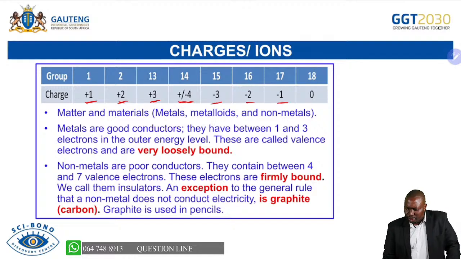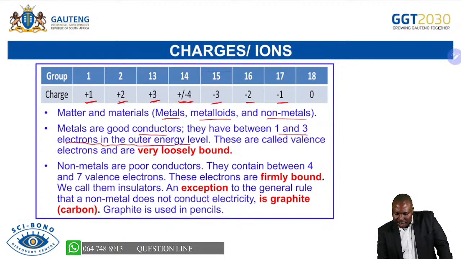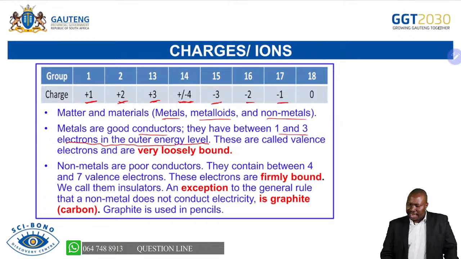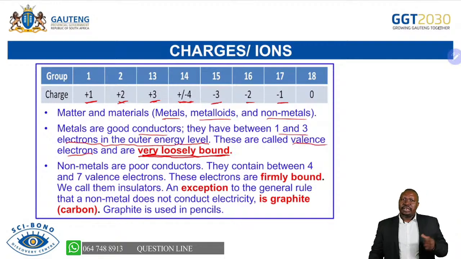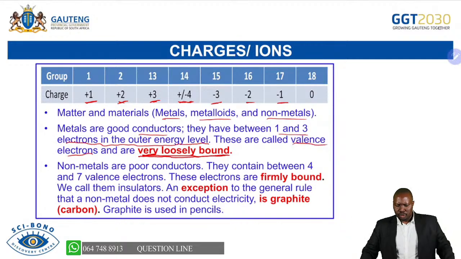Now we're saying metals and materials, you've done that. You've done metals, you've done metalloids, you've done non-metals on the periodic table. And we are saying metals are good conductors. They have between 1 and 3 electrons in the outermost energy level, and we refer to those as valence electrons. So you know that these have 3 valence electrons, and these are very, underline that one, very loosely bound. So it shows that if you have electrons with you, but those electrons are not tightly bound, it's easy to lose them. That's why it's easy for metals to lose electrons.